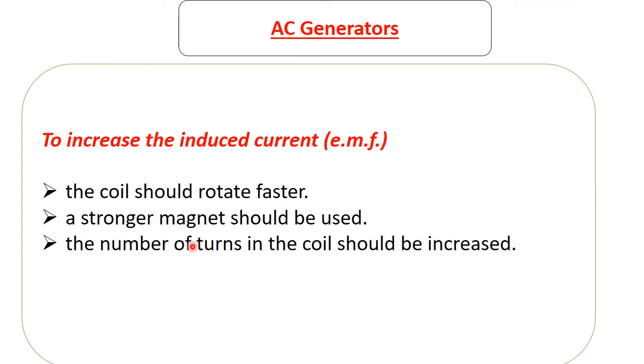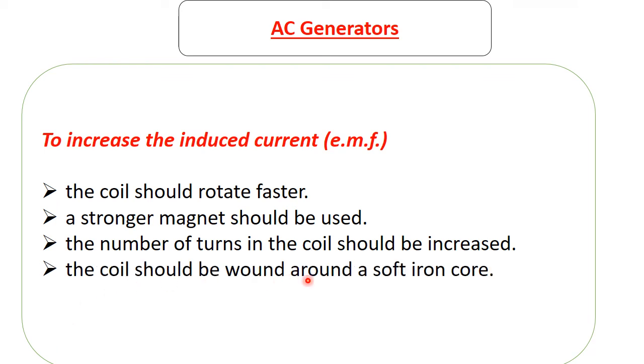The third is the number of turns in the coil should be increased. This one also was mentioned. The last one is the coil should be wound around the soft iron core. This one we did not include in the previous video, but here I've included it. The coil should be wound around a soft iron core, because we know that a soft iron core is a soft magnetic material, meaning that it is easy to magnetize and easy to demagnetize, resulting in easy to control.